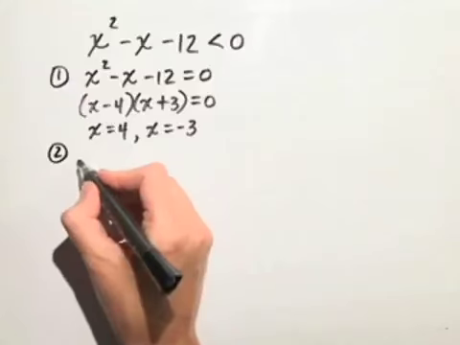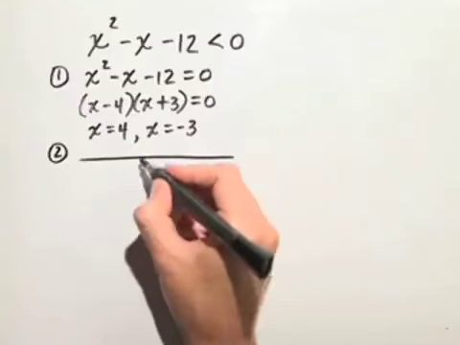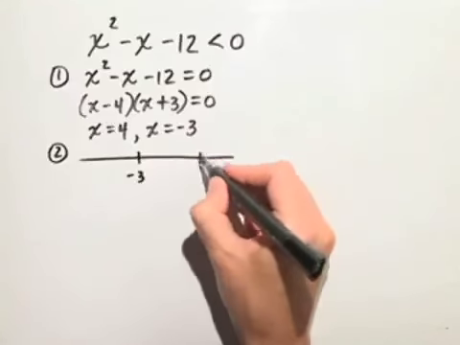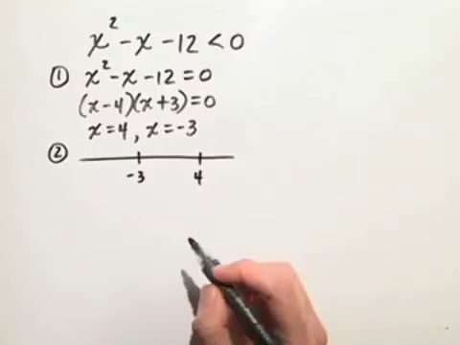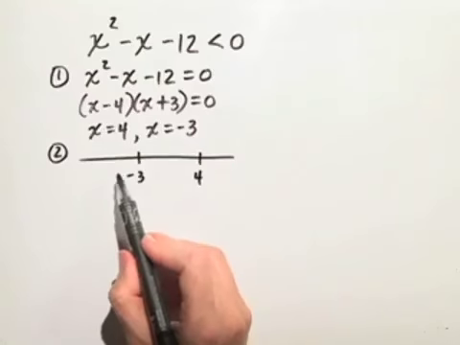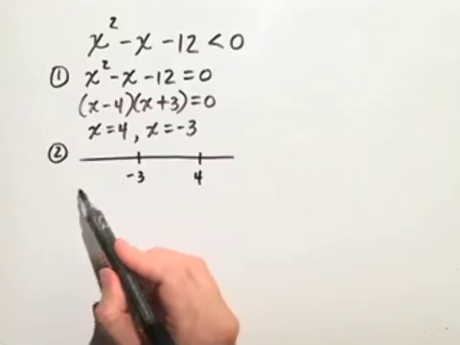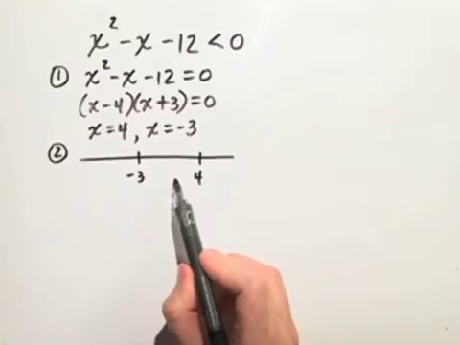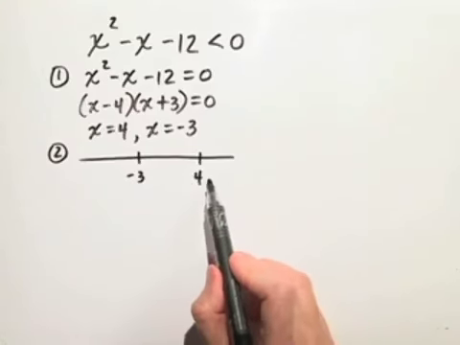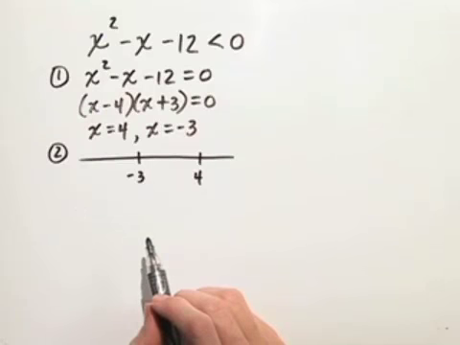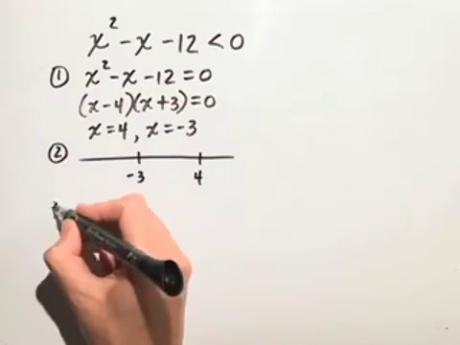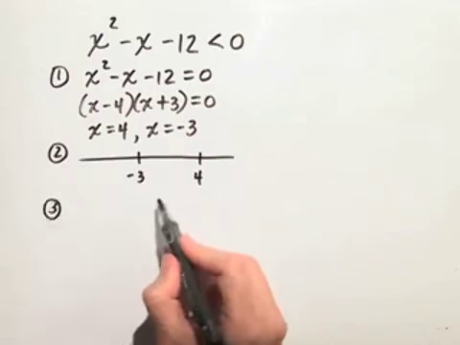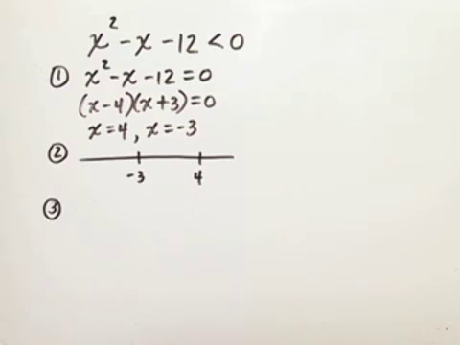In step 2, we put our boundary points on a number line, negative 3 and 4. Notice on our number line we have three different intervals. We have the interval to the left of negative 3, we have the interval between negative 3 and 4, and then the interval to the right of 4. So in step 3, we want to choose a test value in each of the three different intervals in order to see whether it provides a true or a false statement, or whether it's positive or negative.